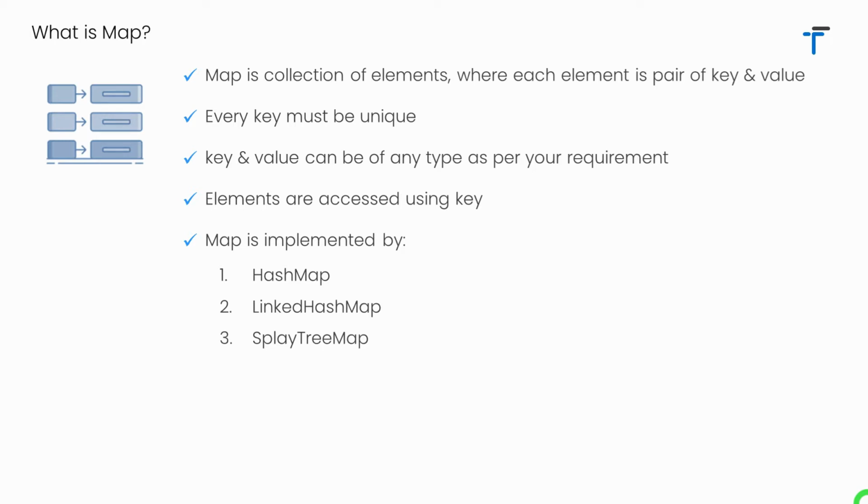SplayTreeMap is actually based on a self-balancing binary search tree. So don't worry if you don't know self-balancing binary search trees and all. These are technical terms. In case of SplayTreeMap, it keeps your elements in sorted order based on the key. So it doesn't preserve your insertion order. Instead, it keeps your values based on the sorted order of your keys.